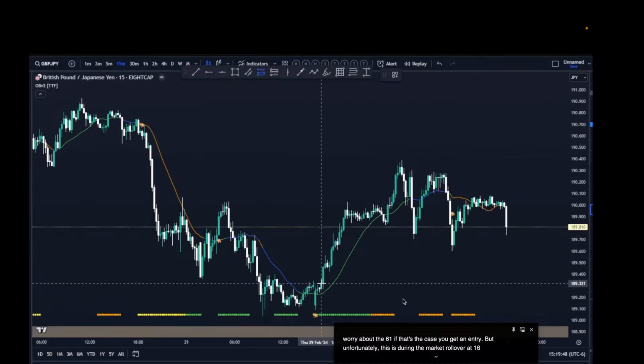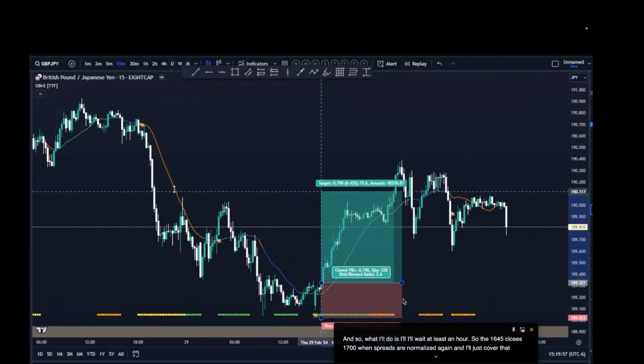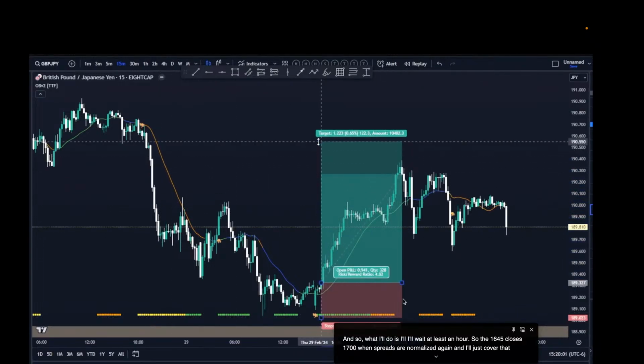And so what I would do is I'd wait at least an hour. So this 1645 would close at 1700 when spreads are normalized again, and I'll just cover that low. And ultimately this will be ideal to take off of this trade, so it would be a 4R.